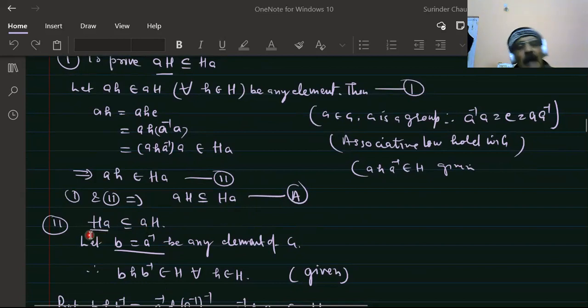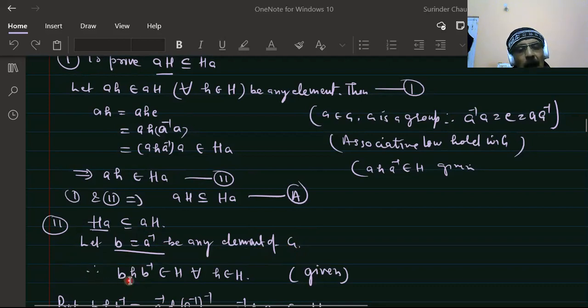Now the second part. We have to prove Ha is a subset of aH. So we have to follow a certain technique to prove these, and we are doing all the four exams, and we are using techniques only. Let b is equal to a inverse be any element of G.